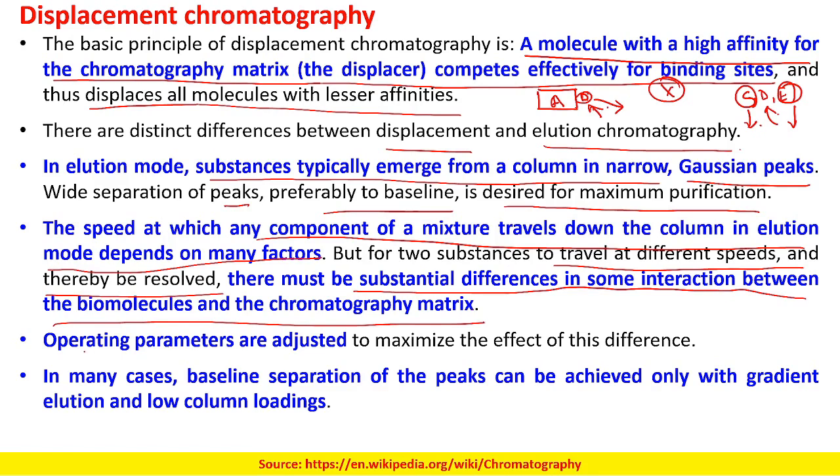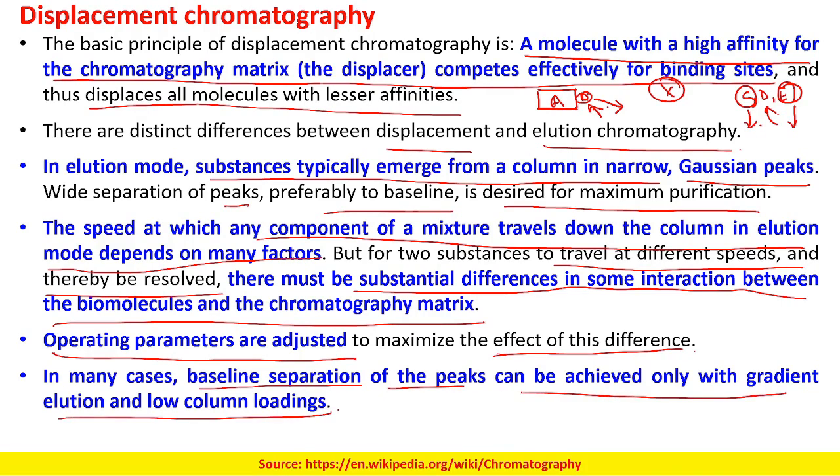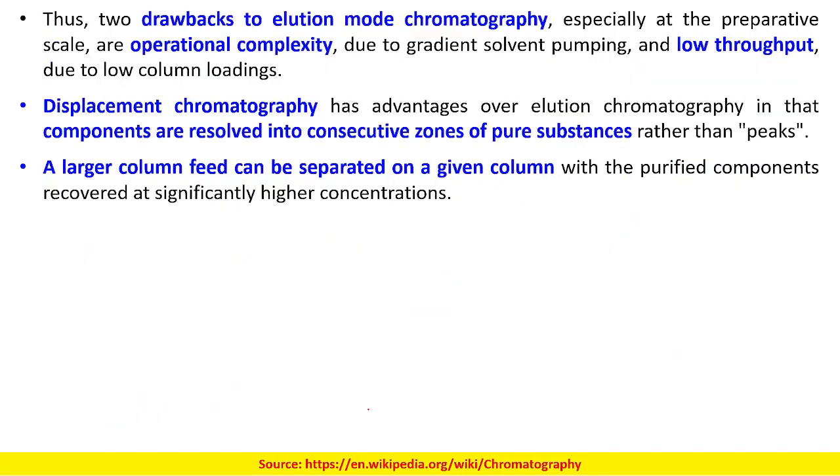Operating parameters are adjusted to maximize the effect of this difference. In many cases, baseline separation of the peaks can be achieved only with gradient elution and low column loadings. However, the drawbacks of the elution mode are operational complexity and low throughput.